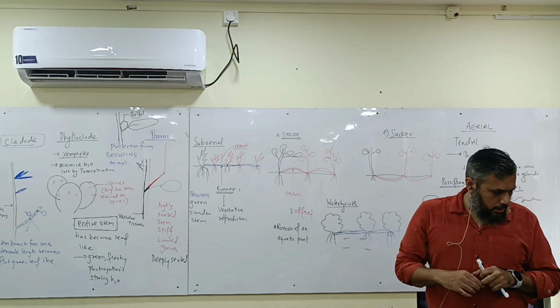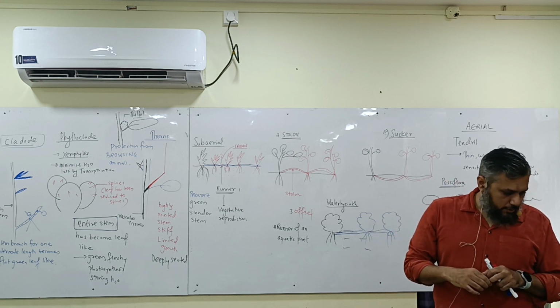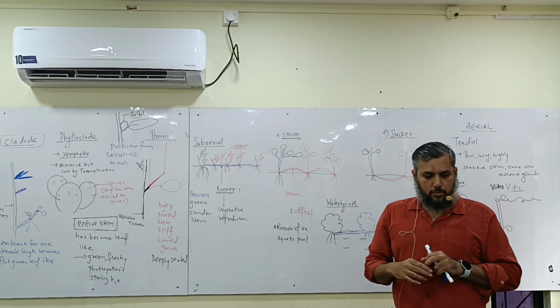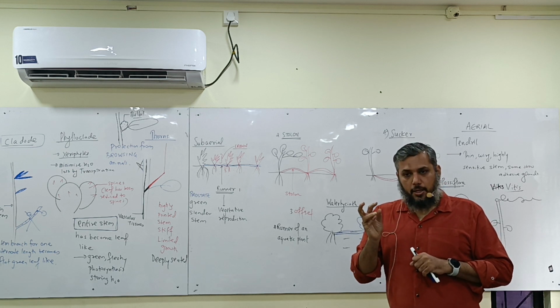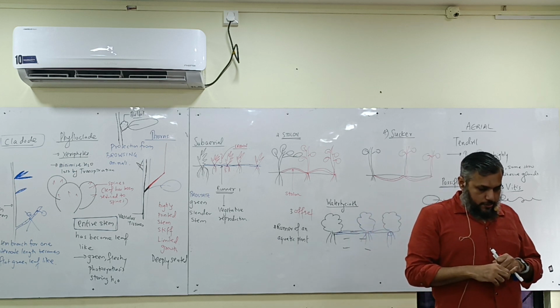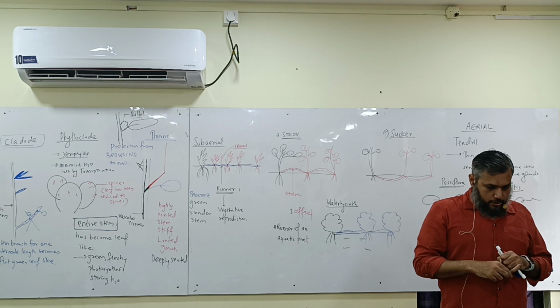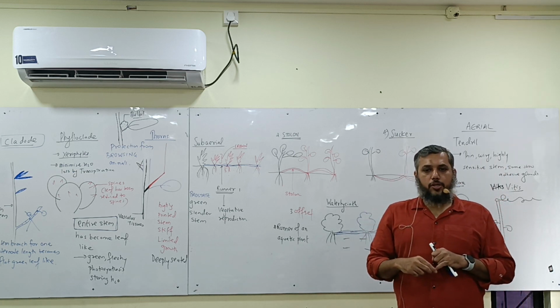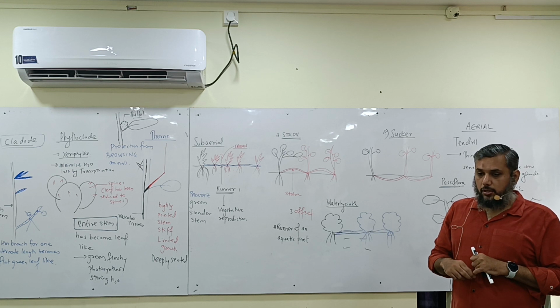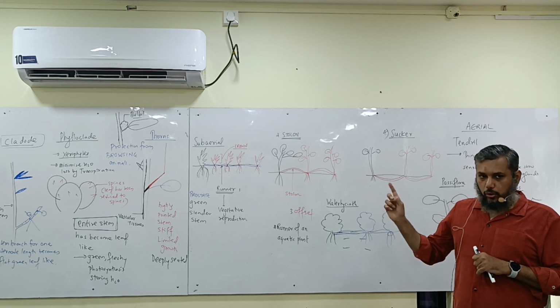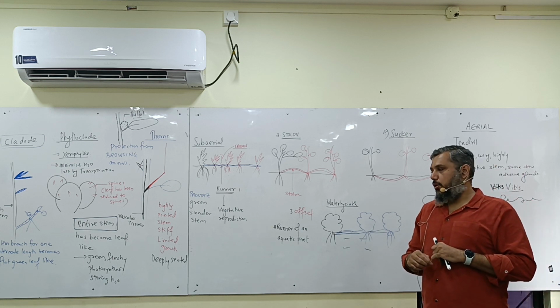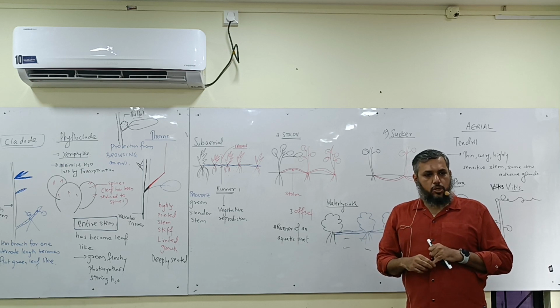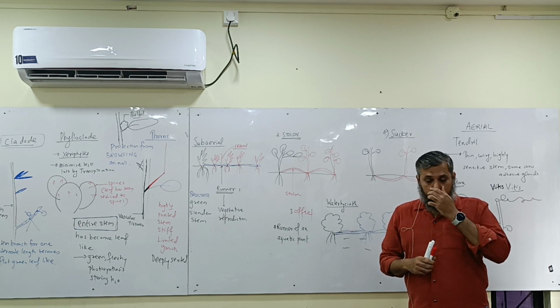Here we call it a bulbil. That is Dioscorea. The two examples we have given are Agave and Dioscorea. The bulbil is an adaptation for vegetative propagation. Thorn is a modification for protection, and phylloclade and cladode are modifications for photosynthesis. Clear with all of them?